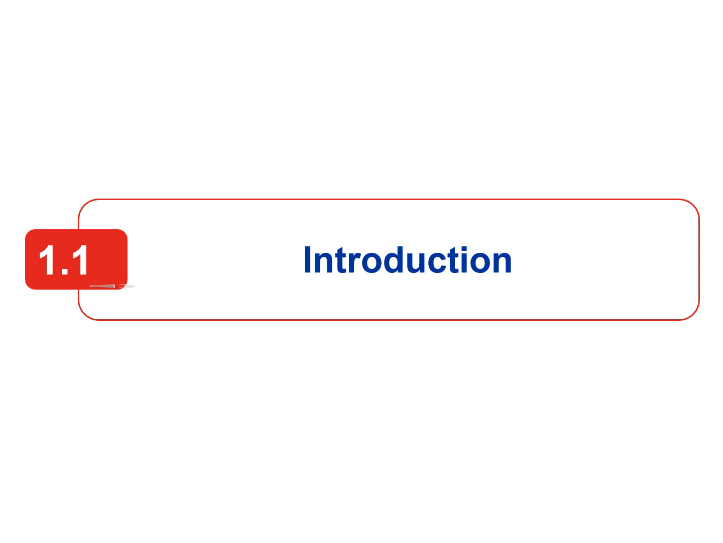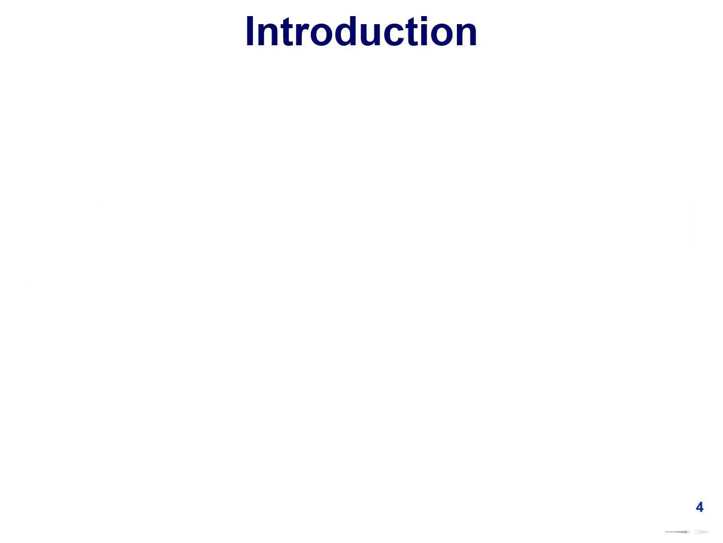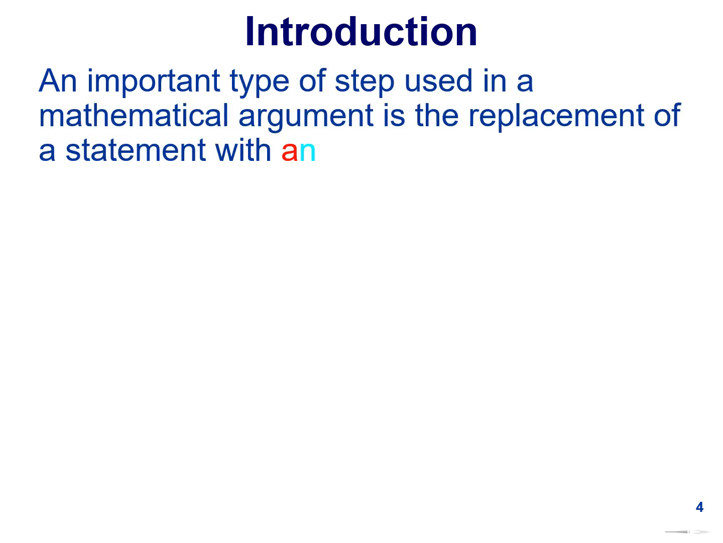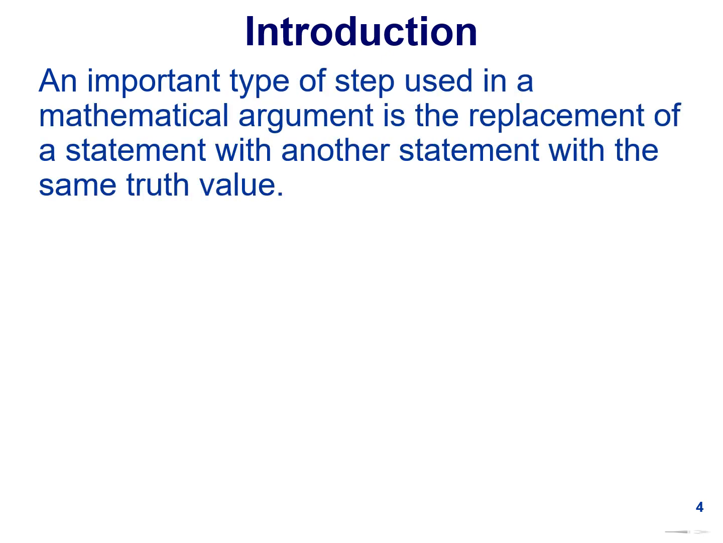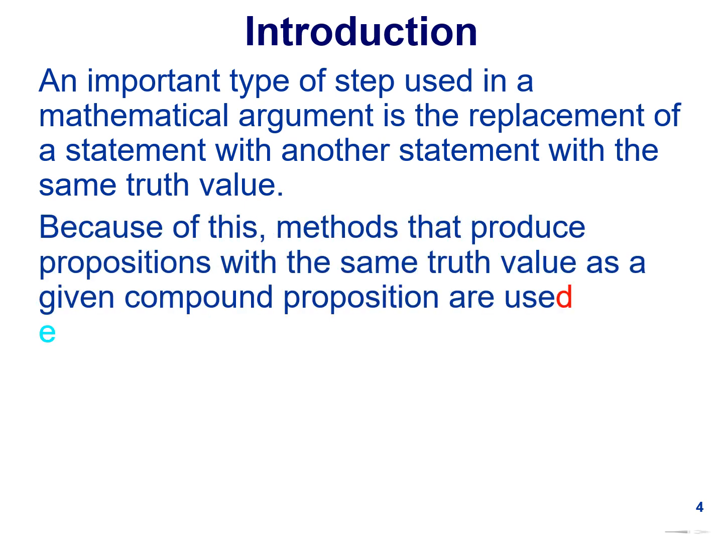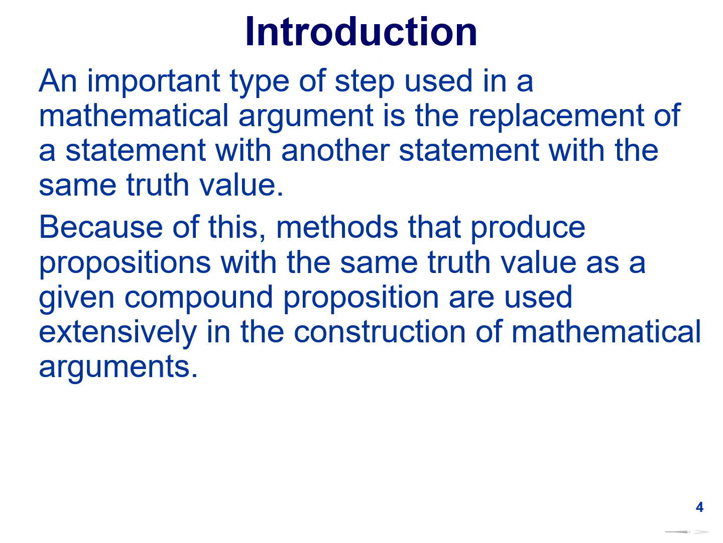Introduction. An important type of step used in a mathematical argument is the replacement of a statement with another statement with the same truth value. Because of this, methods that produce propositions with the same truth value as a given compound proposition are used extensively in the construction of mathematical arguments.